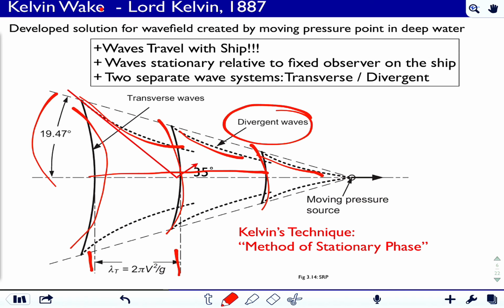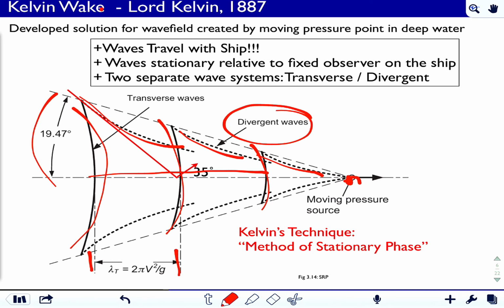Kelvin was the first person to come up with a solution. I've put a link up on my courses with a little more information about his method of stationary phase. The Newman book in the library, I put on reserve. He goes through the entire solution following what Kelvin did, basically taking a moving pressure source and the deep water dispersion relation to develop the solution for this wave train.